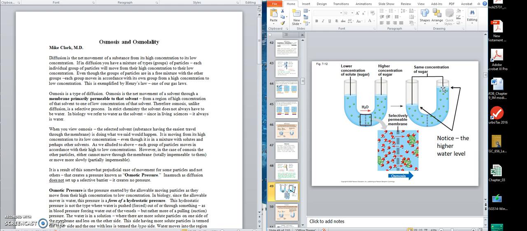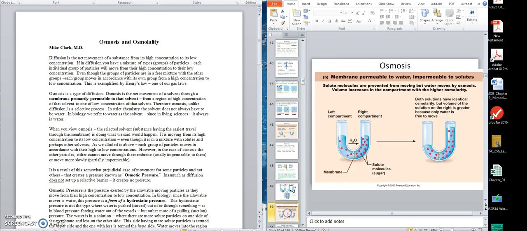So if I was to push the water level back down to where it's all equal, that would be the amount of pressure being exerted. If I was to push the water level back down to where it would be equal, that would be the pressure exerted. And that's what we would call the osmotic pressure. You see? Right? Just like this here.